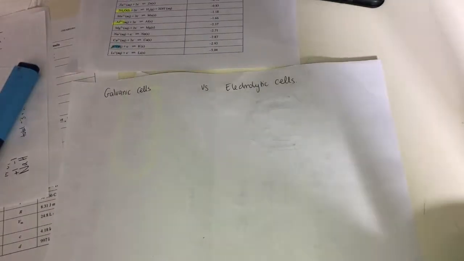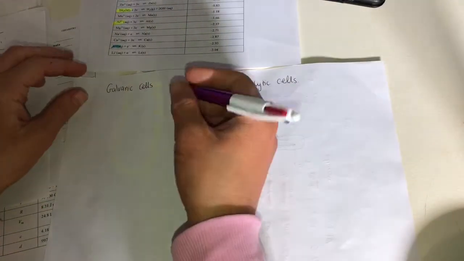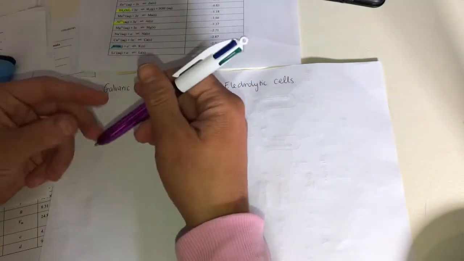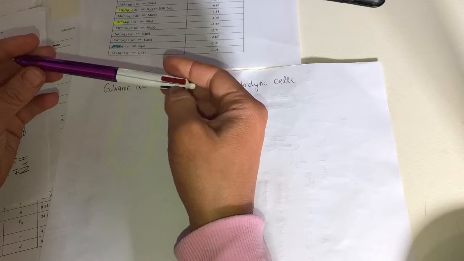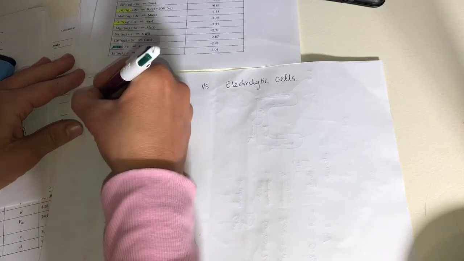Okay, so let's have a look at galvanic cells and electrolytic cells in comparison. First of all, galvanic cells have evolved a lot to become the batteries that we see today. Galvanic cells traditionally use 2 beakers, and you have a piece of filter paper, a salt bridge.